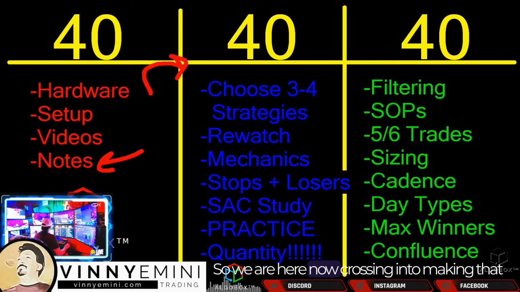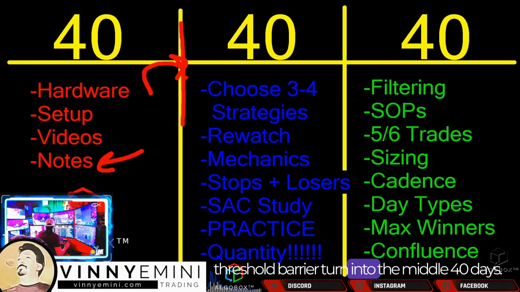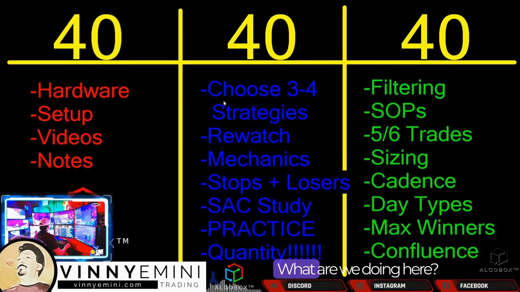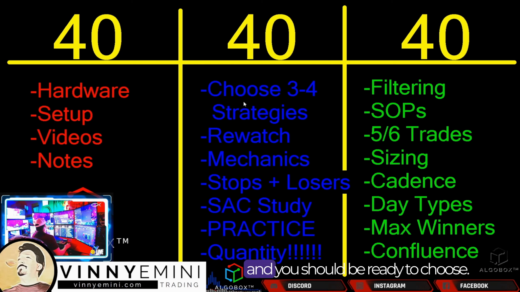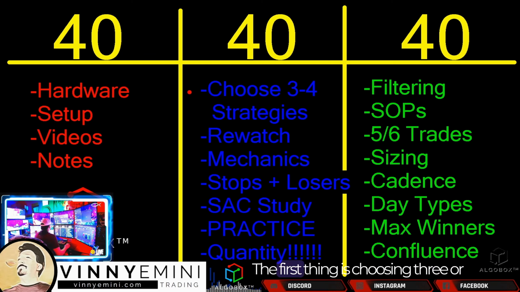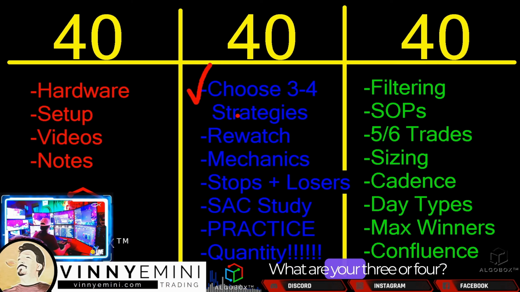So we are now crossing that threshold barrier into the middle 40 days. What are we doing here? You should have the knowledge base for yourself, and you should be ready to choose. The first thing is choosing 3 or 4 strategies that really speak to you. What are your 3 or 4?